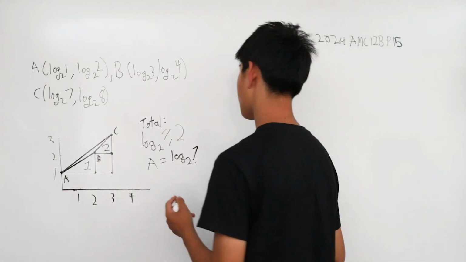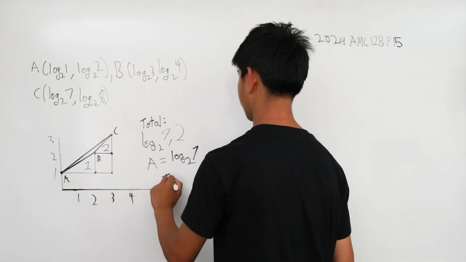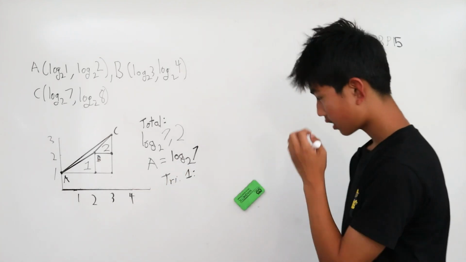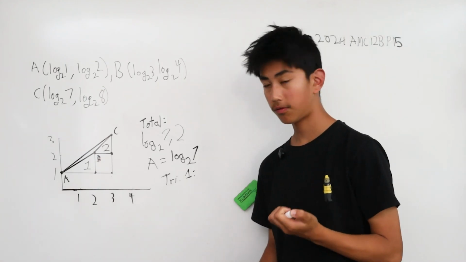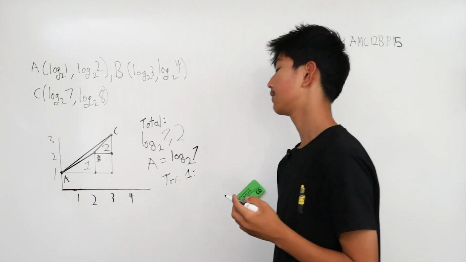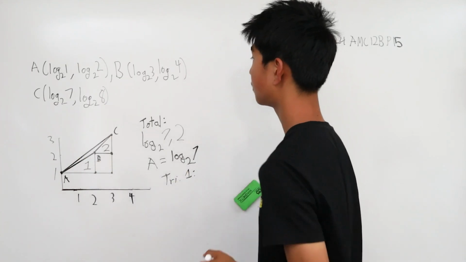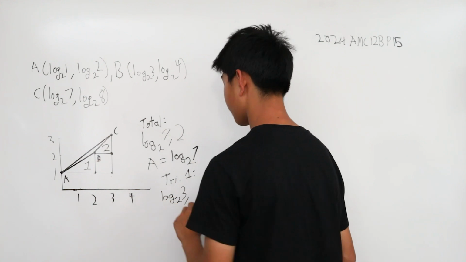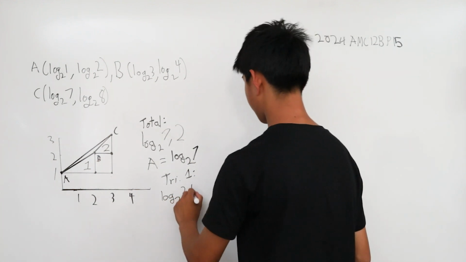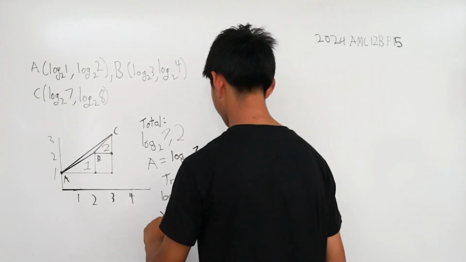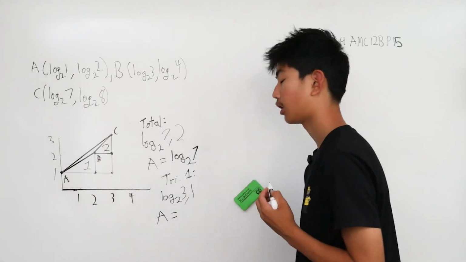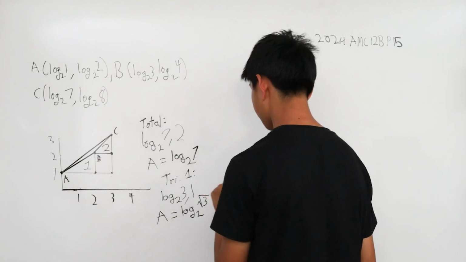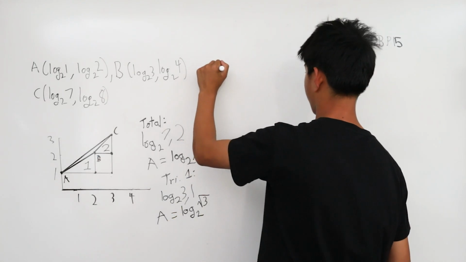Then we can start calculating the areas of triangles 1 and 2. If we look at triangle 1, the distance from A to B is log base 2 of 3, while the change in height is simply 1. Therefore, the area of triangle 1 will be 1/2 log base 2 of 3, or log base 2 of square root 3.